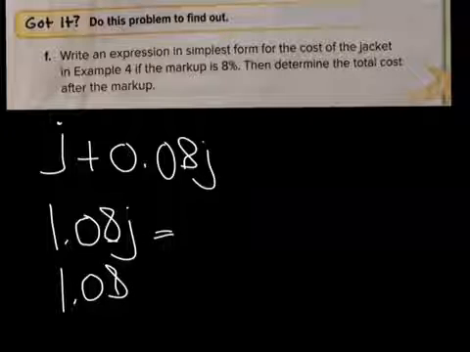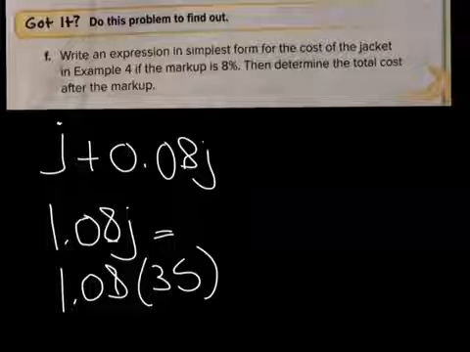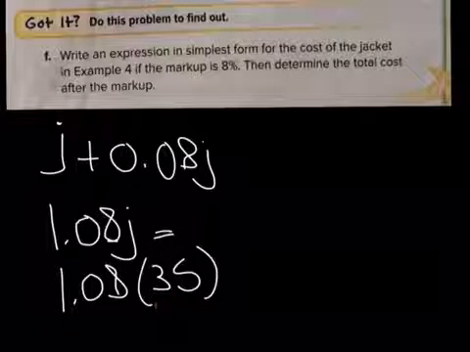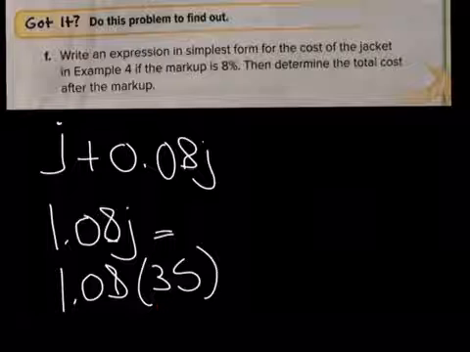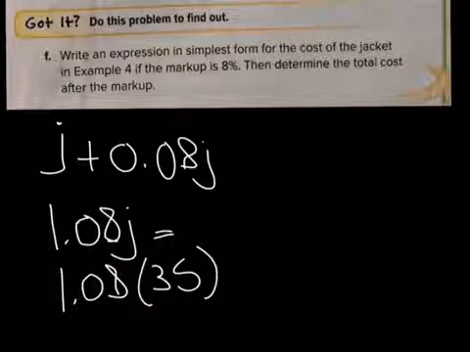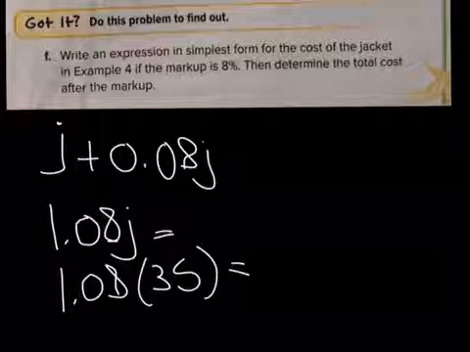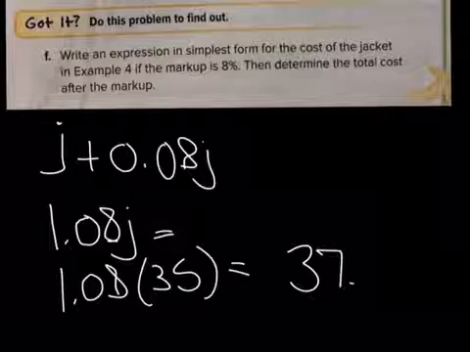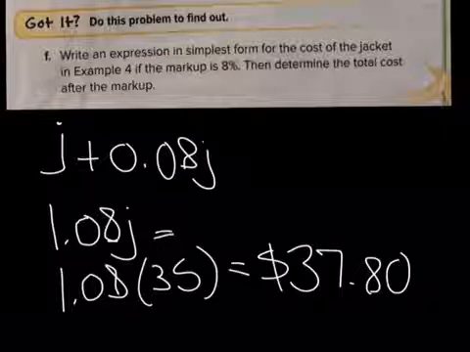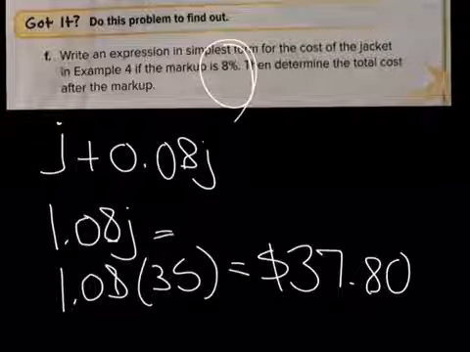1.08 times 35. This 1 makes the 35 times itself, and adds this 8% to it, which will give me, when you multiply that, 37.80, 37.8, which turns to dollars as $37.80, and that would be the price of the jacket with an 8% markup.